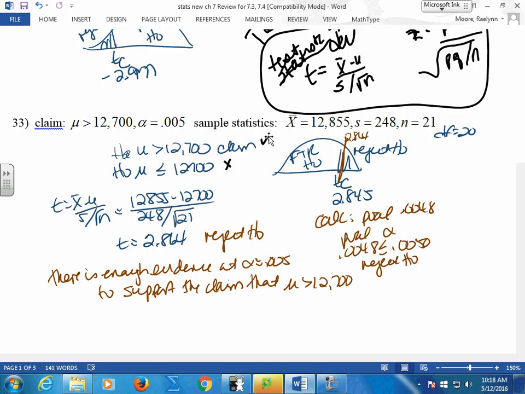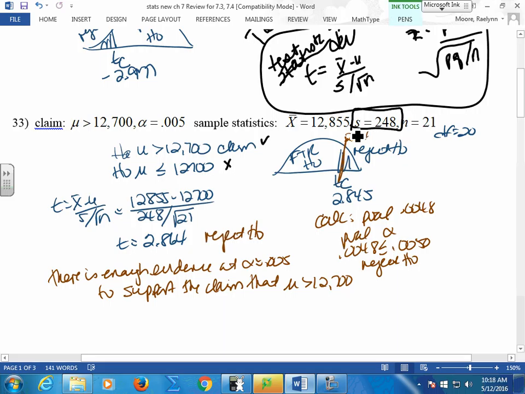Everybody can do this? I'm going to keep messing up on whether to do the T formula or the Z formula, or not the T formula, but the T or Z. So what tells us this is a T is this right here: sample standard deviation. If I know my population standard deviation, then I'm a Z test. If I don't know my population and I only know my sample, then I'm a T test.